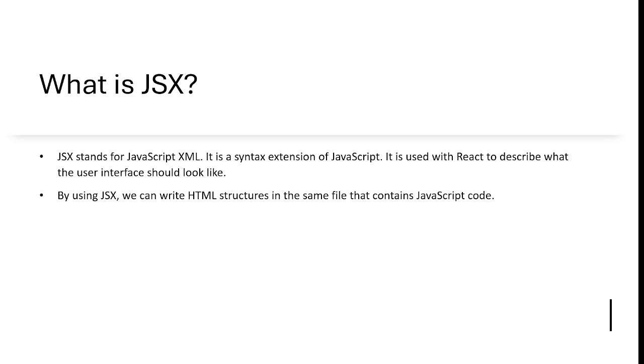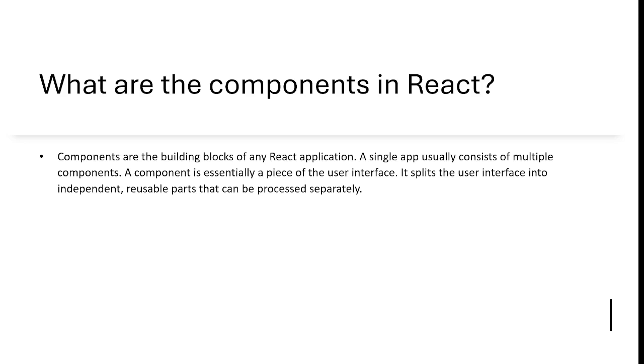What is JSX? JSX stands for JavaScript XML. It's a syntax extension of JavaScript. It is used with React to describe what the user interface should look like. By using JSX, we can write HTML structures in the same file that contains JavaScript code.